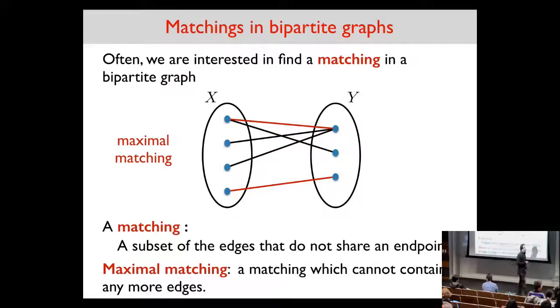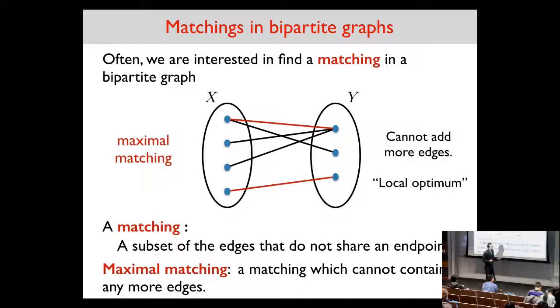There's another related notion called a maximal matching, which is a matching that cannot contain any more edges. This example is actually a maximal matching because if I try to add any other edge to this matching, it will no longer be a matching. So you can check it. It's maximal in that sense. You can think of it as a local kind of optimum.